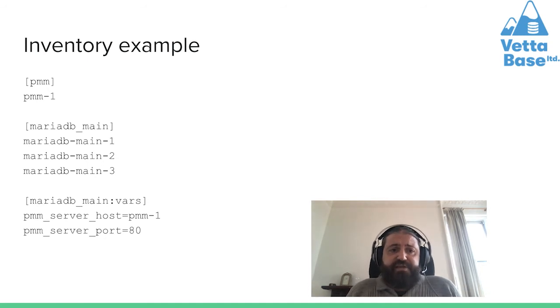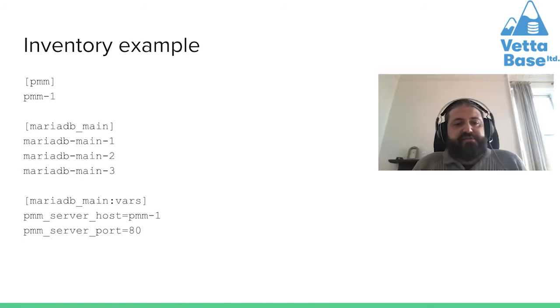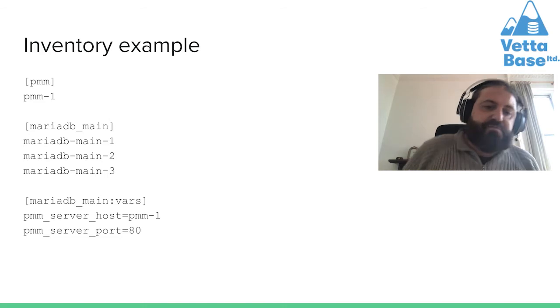And then I have a MariaDB main group with 3 hosts, and then I define some variables. It's not very common to define variables in an inventory, but there are cases where it is better. For example, here I'm defining variables that are really related to the inventory, because they're supposed to tell MariaDB servers on which host PMM runs and which port is used.